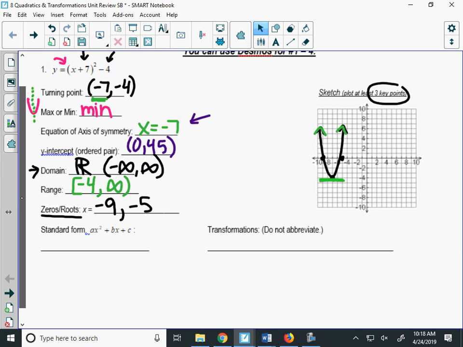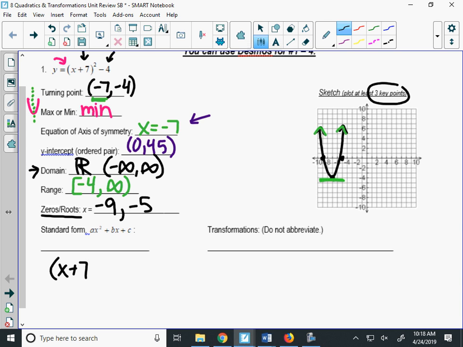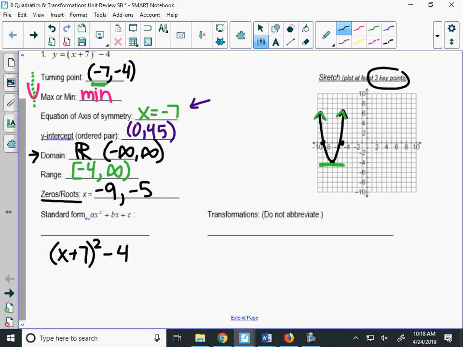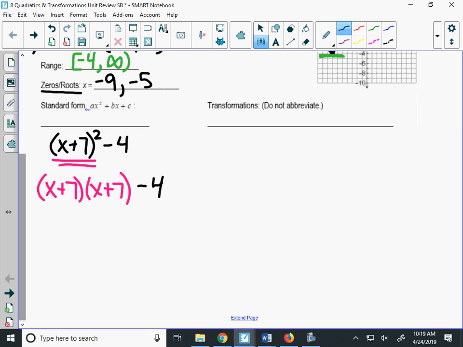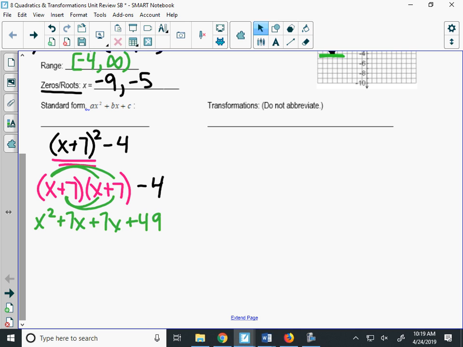We're going to turn this vertex form into an equation that has no parentheses. So if I start here with x plus 7 squared minus 4, the way I get that out of vertex form is first I have to get rid of these parentheses. Now I have to remember, I have to rewrite this out as x plus 7 times x plus 7 first. You can't just square the x and the 7. You actually are going to have to FOIL here. So you will have x times x, which is x squared, plus 7x, plus 7x, plus 49. And then on the end, you'll have -4.